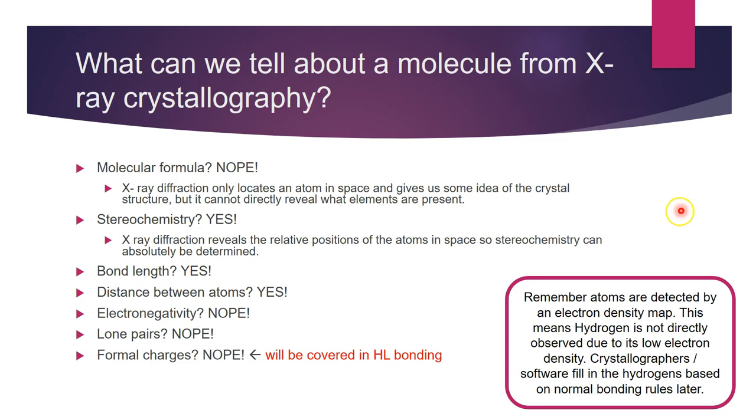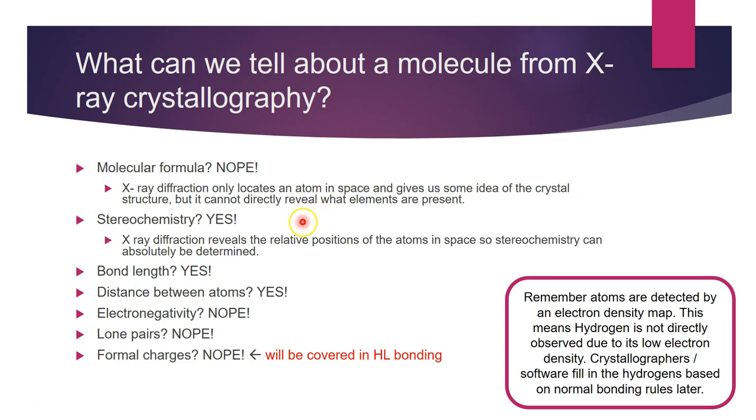This is a quick summary. Basically, we cannot get molecular formula. We cannot get anything, pretty much. It locates an atom in space and gives an idea of the crystal structure, but it doesn't tell us what atoms are present. We kind of need a microanalysis and other things like that to be able to tell us that. All we get is some little spheres. So we need to be able to use other information to get that interpretation.